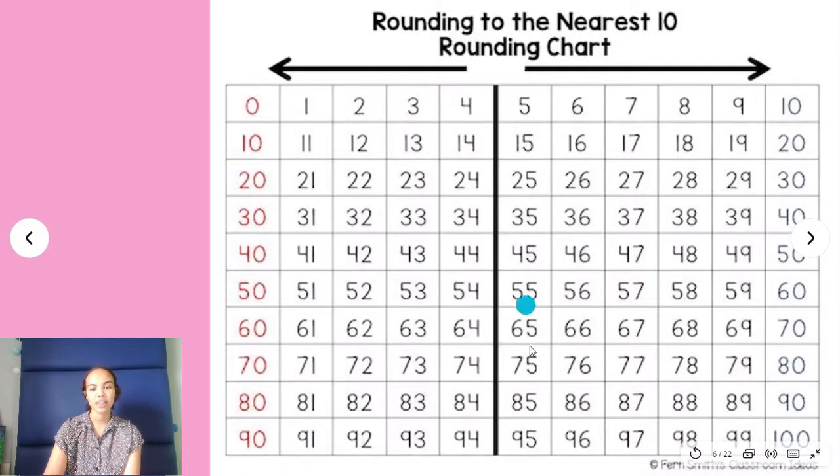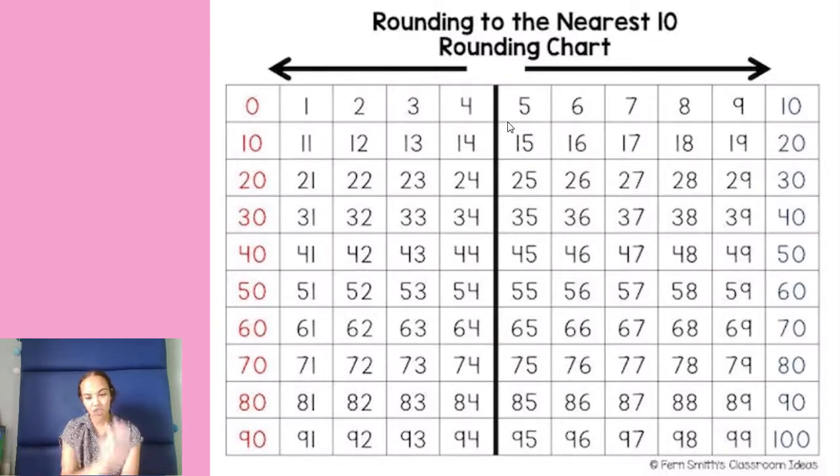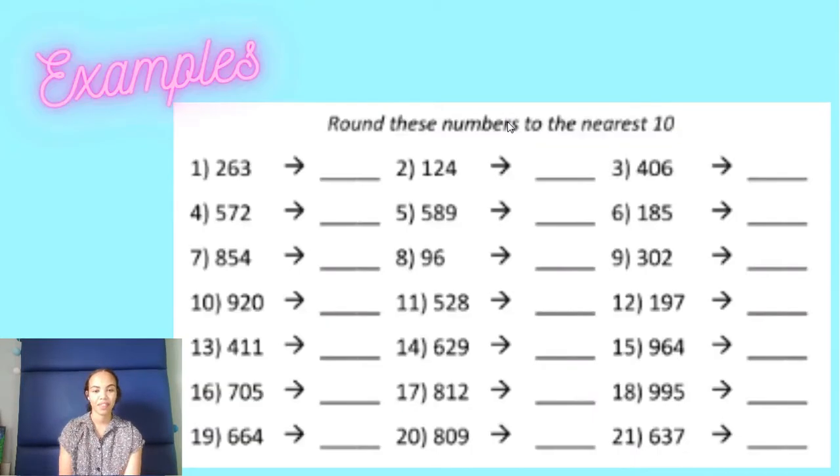As you can see, if it's 5 or more, it goes up. You round up. In the units column, if you have 5 or more, round up. Look at this chart. Make sure you know this chart. Love this chart.